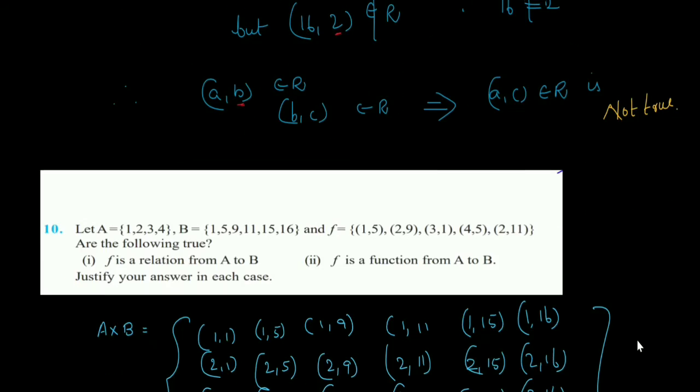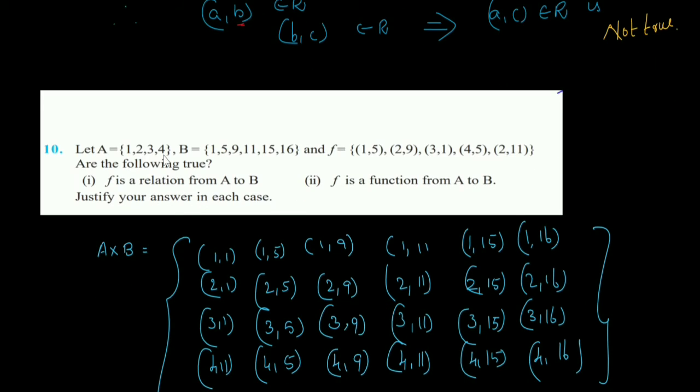Now we go to the next question. Question number 10. A is {1, 2, 3, 4}, B is {1, 5, 9, 11, 15, 16}. F is given like this: F is a set of ordered pairs {(1, 5), (2, 9), (3, 1), (4, 5), (2, 11)}. The question is, is F a relation from A to B? When will you say F is a relation from A to B? If F is a subset of A cross B. The relation is taken from the Cartesian product. All the elements of the relation should be there in the Cartesian product of A cross B.